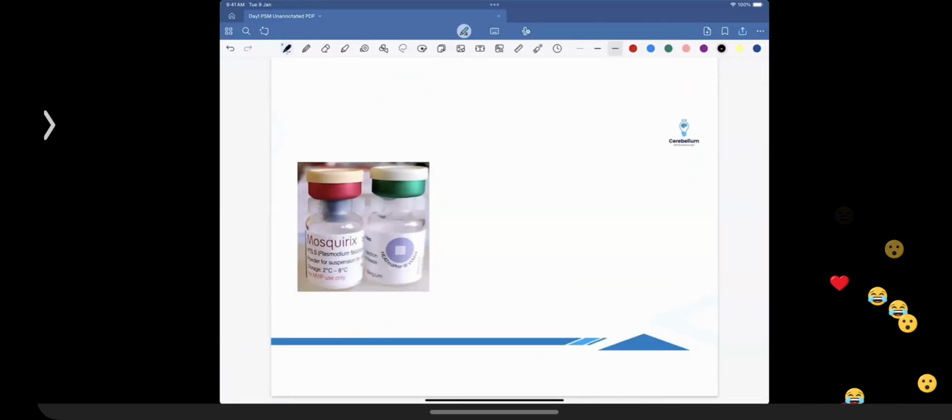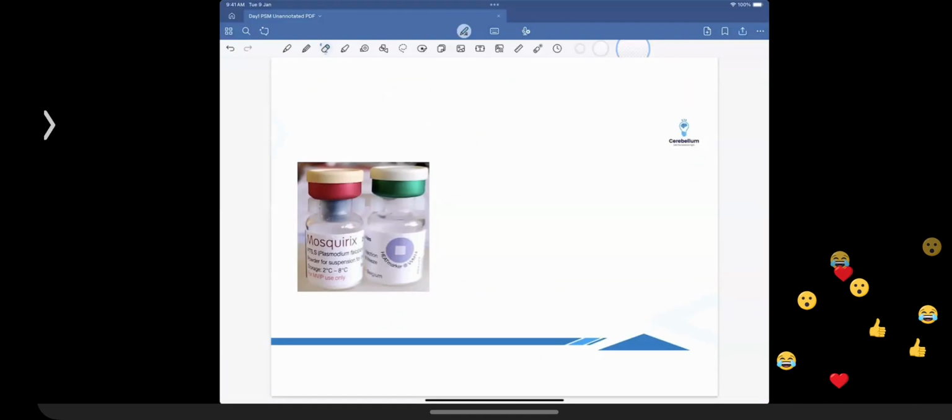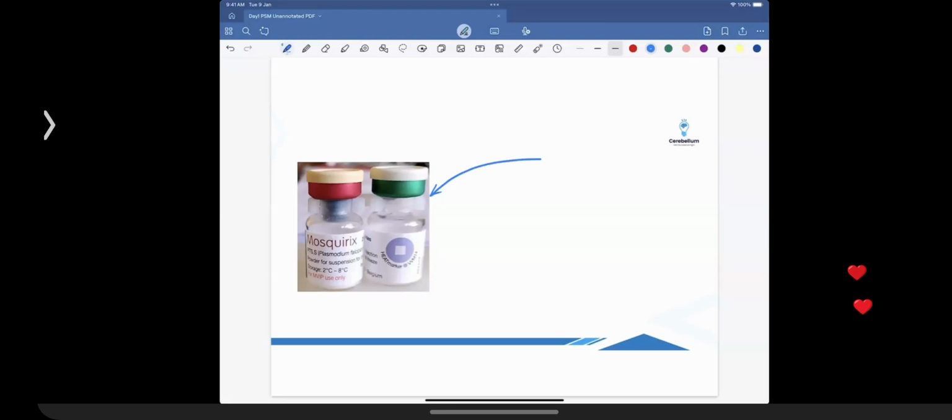Mosquirix, the only licensed malaria vaccine in the world. Can you tell me this is prepared from which 2 components? INICET level question. Yes, circumsporozoite protein of Plasmodium falciparum. Dr. Meteor has given the correct answer. And envelope protein of hepatitis B, the surface antigen. I'll repeat.